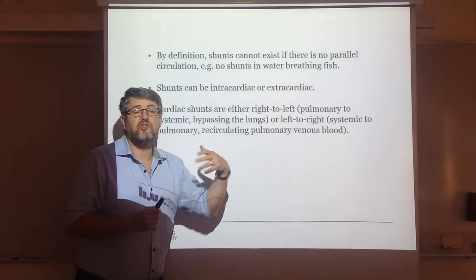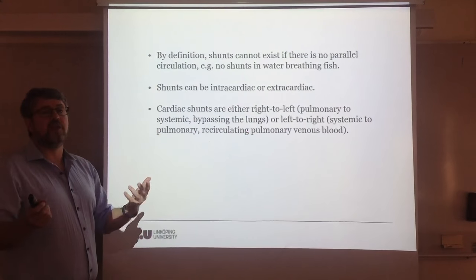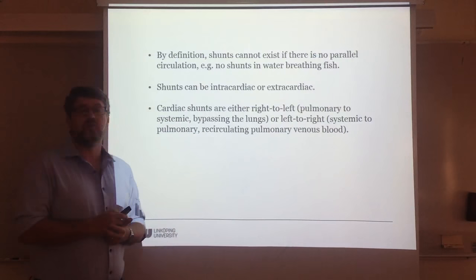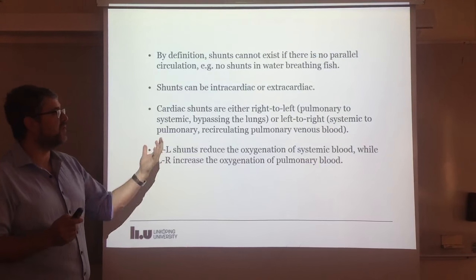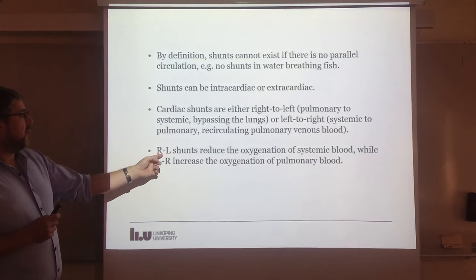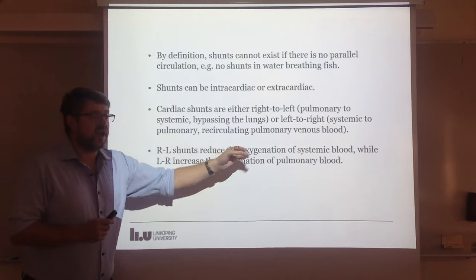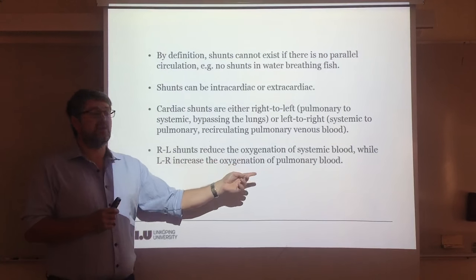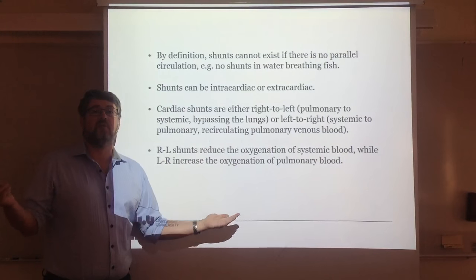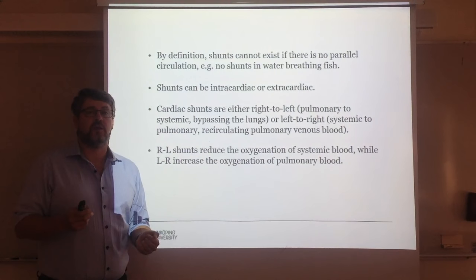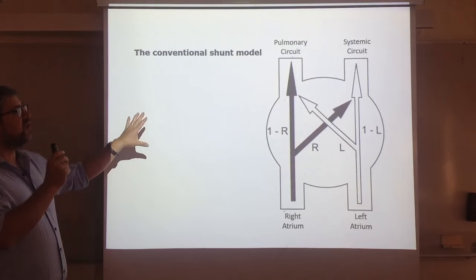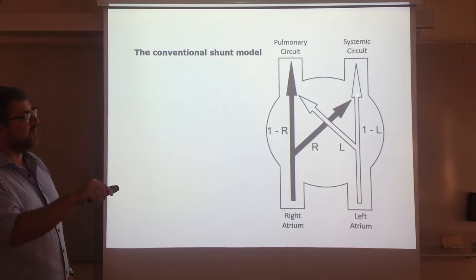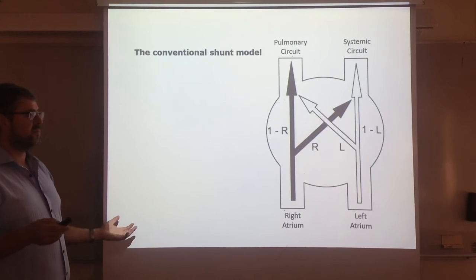Or the left to right shunt, in which systemic blood, oxygenated blood, is sent back again to the lungs and we are recirculating pulmonary venous blood. These are the kind of shunts that we can see. Right to left shunts reduce oxygenation, and left to right increase the oxygenation, but one can argue if this is helpful if the blood is already fully saturated. The conventional shunt model is what I showed you earlier, and basically this would be a right to left, and this would be a left to right shunt.